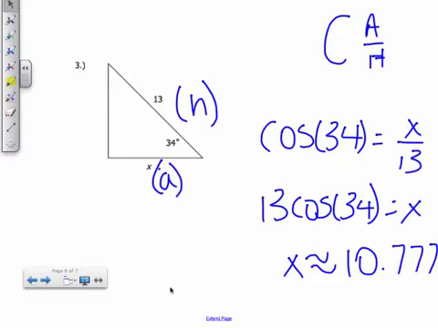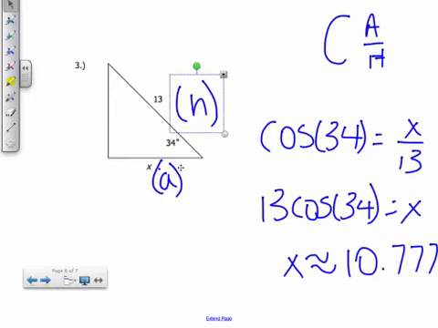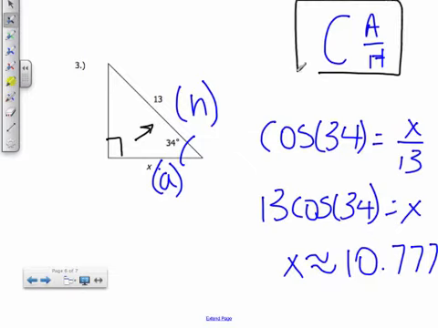So if this is my angle that's given to me right here, this is the angle I'm trying to point to. That means that the side labeled as x is the adjacent and the side labeled as 13 is the hypotenuse. I apologize, there should be a right angle right inside of there. So cosine is the one that uses adjacent over hypotenuse. So I'm going to say that cosine of my 34-degree angle is equal to the adjacent, which is x, over the hypotenuse, which is 13.